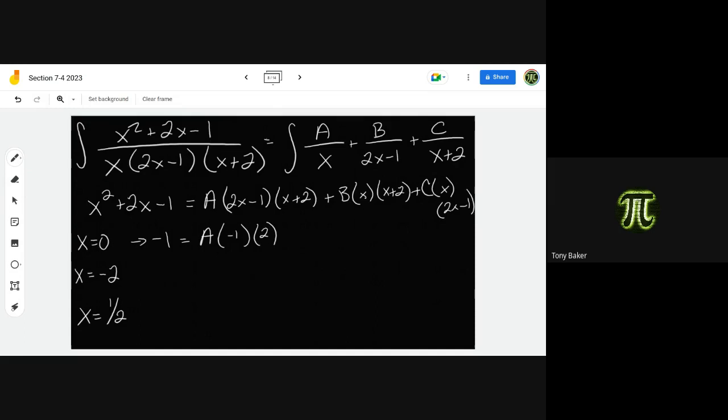So we picked 0. So 0 is going to cancel out that term right there and that term right there. So that basically makes that whole thing 0 because we're multiplying. So the B and the C terms both cancel out. So that means it's 2A. The negative 1 equals negative 2A. So A equals 1/2.